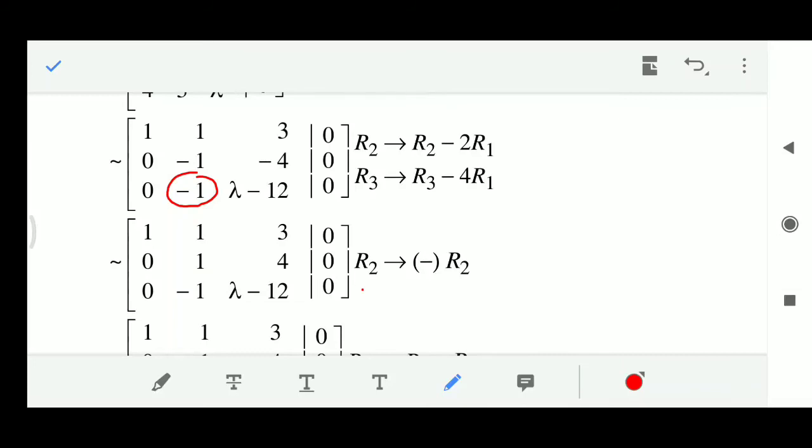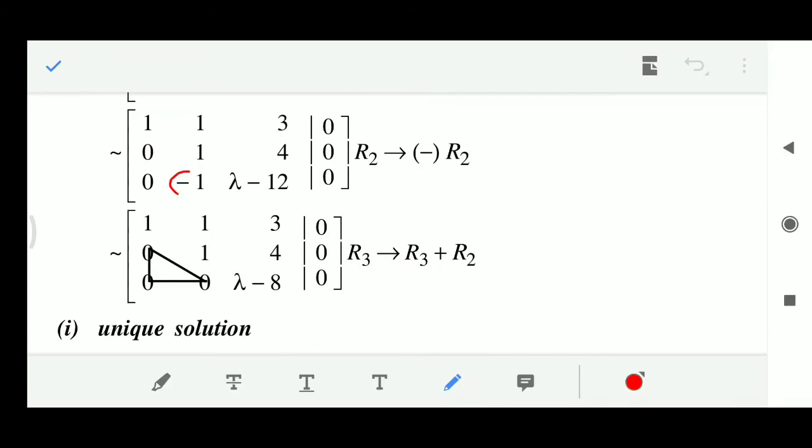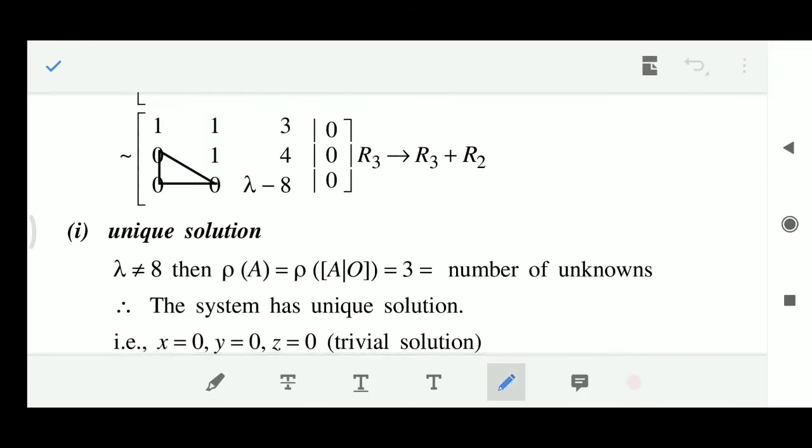So I am going to multiply the R2 with minus, you will get 0 1 4 0. Then I am going to add the row 2 with row 3 to get the third row second element as 0. If you add those two, you will get 0 0 lambda minus 8 and 0. So now this is in the echelon form.